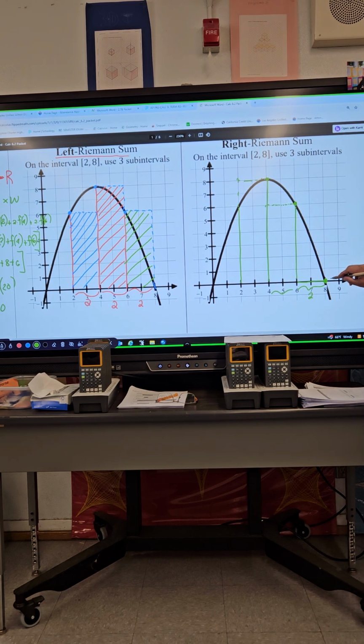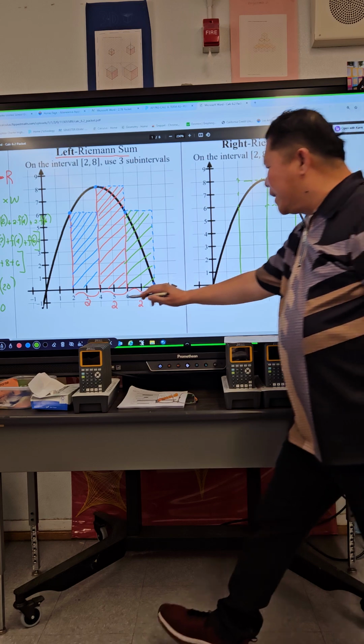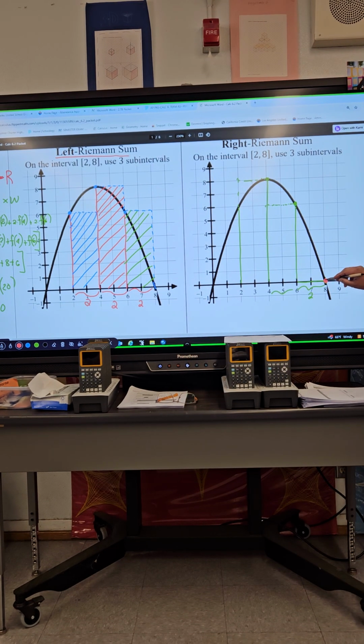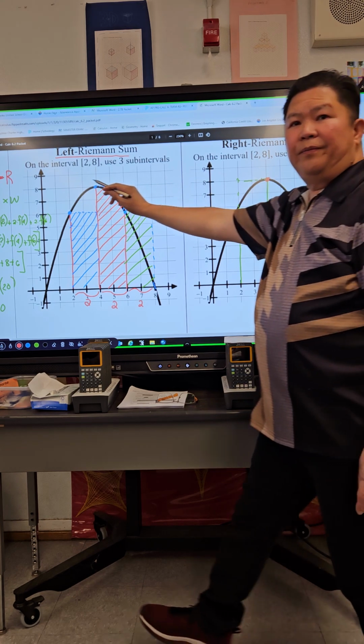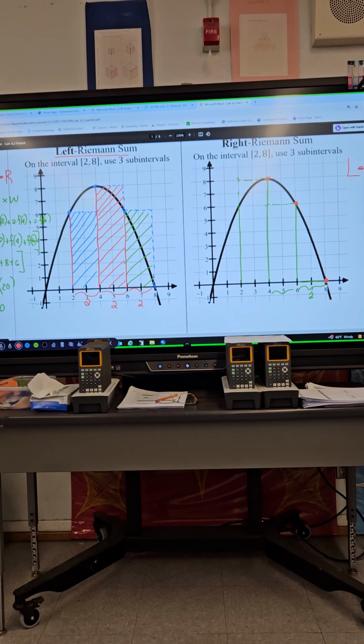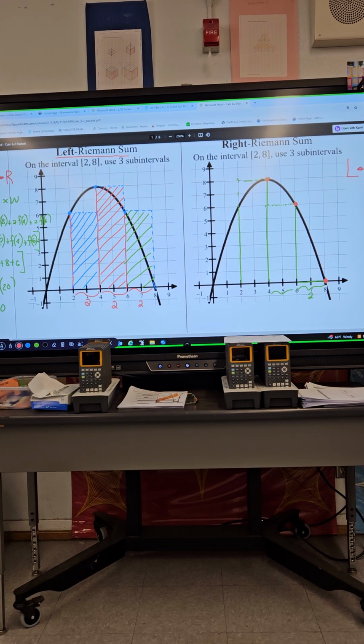I'd like you to emphasize that this is from right going to left. So right Riemann sum, what is the direction? Right to left. See the difference? Left to right, while this one is right to left, if it is the right Riemann sum.